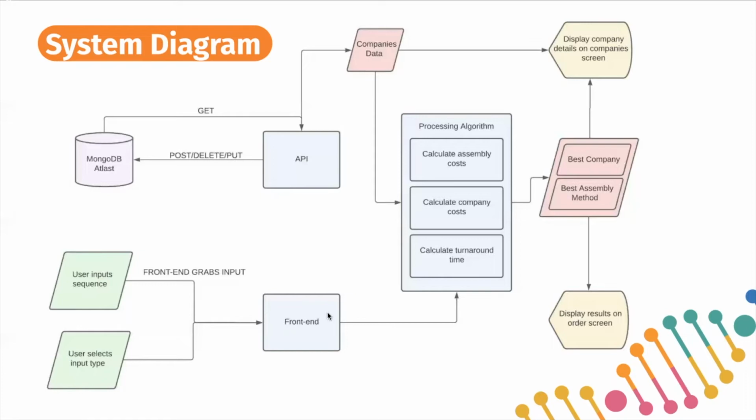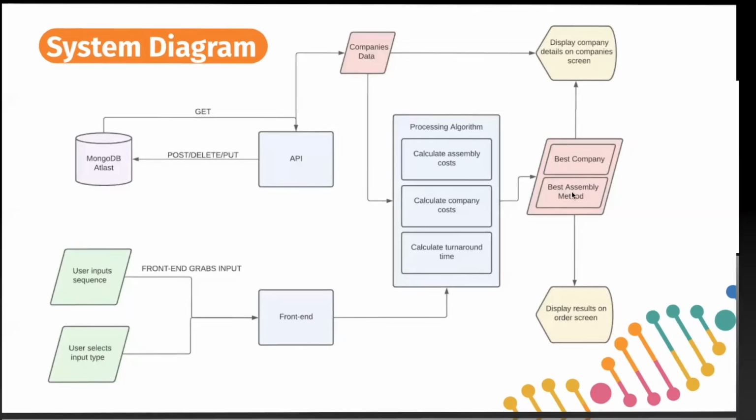Afterwards, we combine the user input with all the company data into a processing algorithm which can calculate individual company costs, individual assembly costs, and individual turnaround time. And then using that, we will determine the best company and the best assembly method, which will then display on the screen the results sequentially.